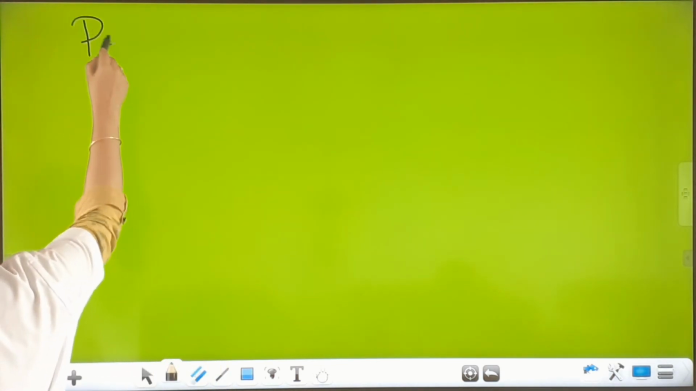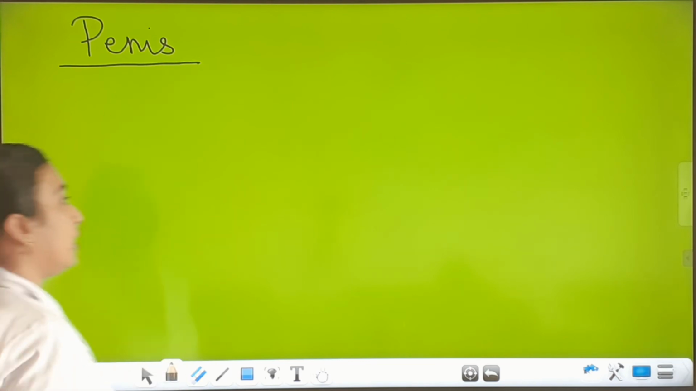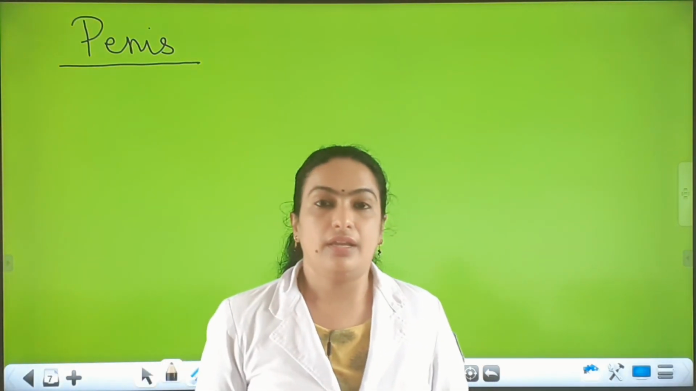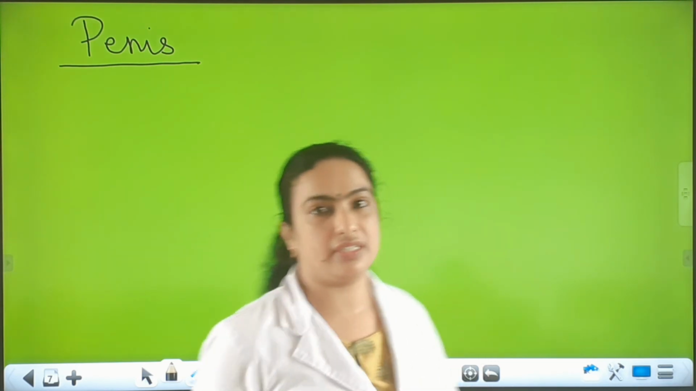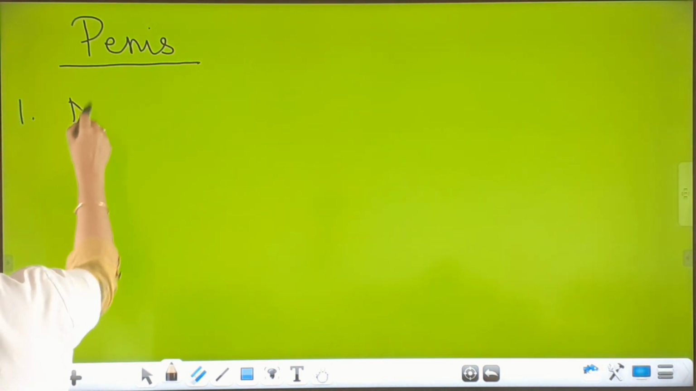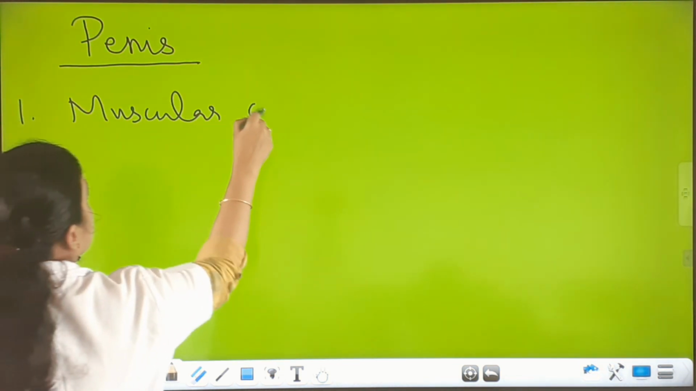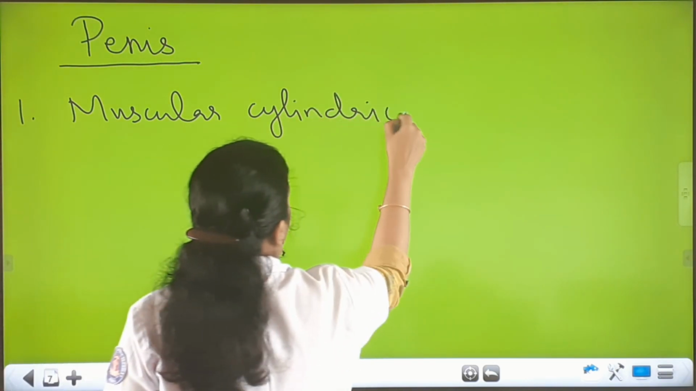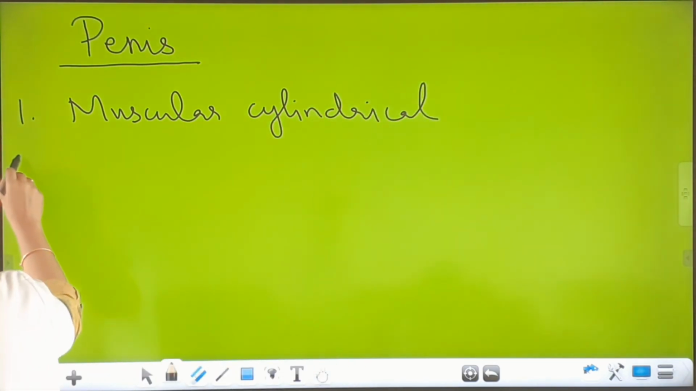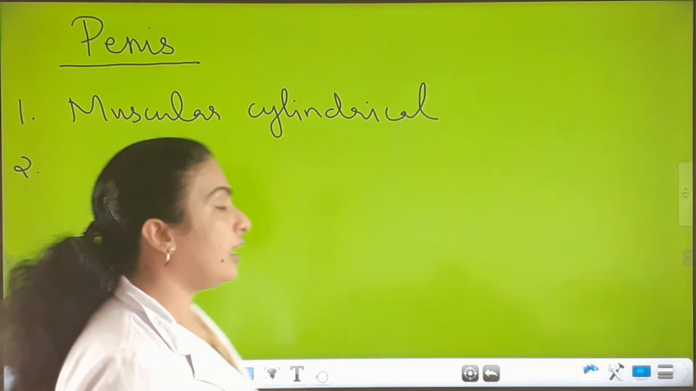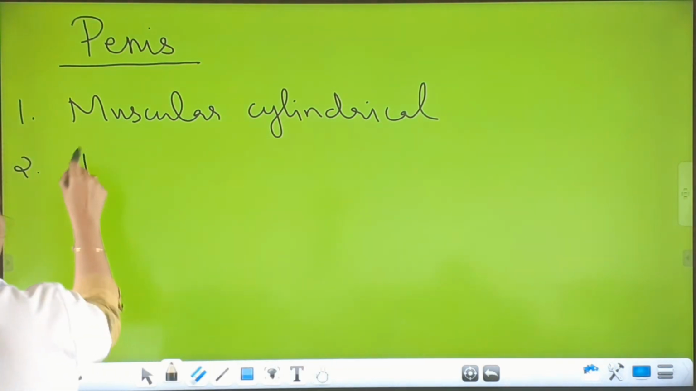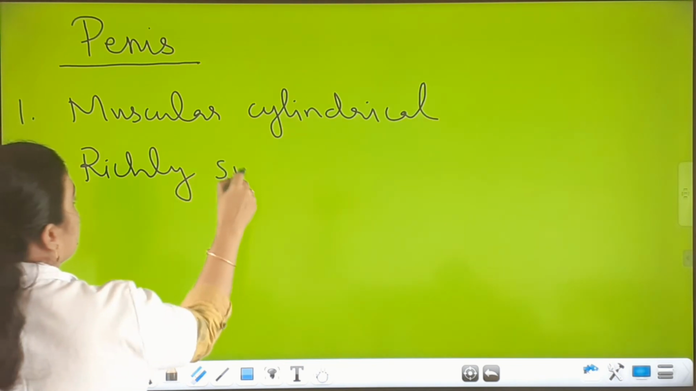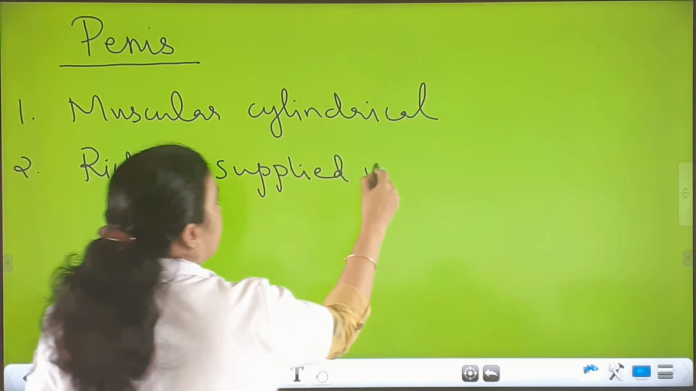Next we can see the next organ, penis. The penis is a muscular organ. It is cylindrical. So we can write it's a muscular cylindrical organ. It's a main part of the male reproductive system. And this penis is richly supplied with blood vessels.